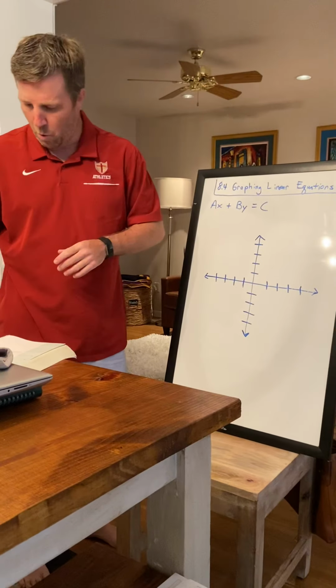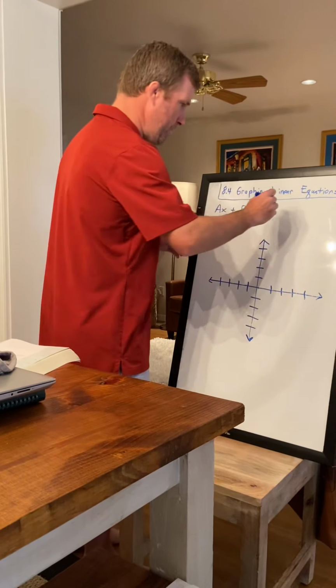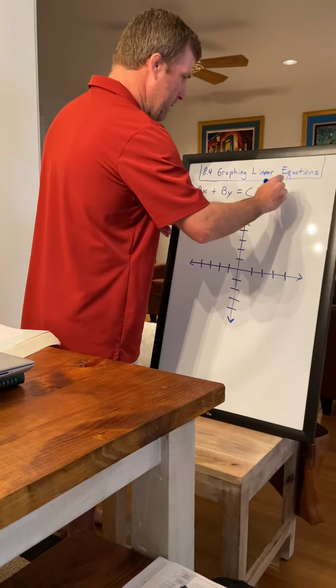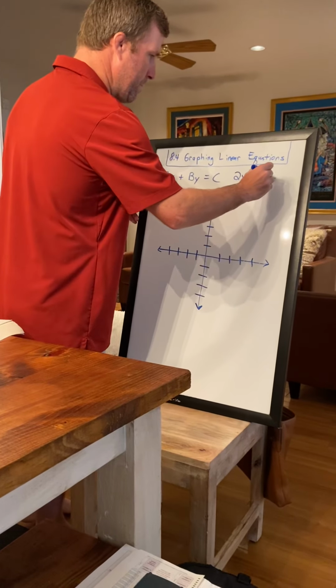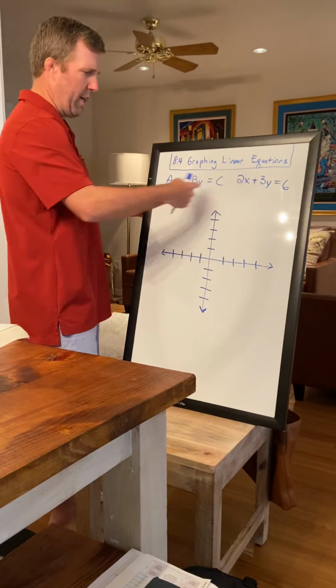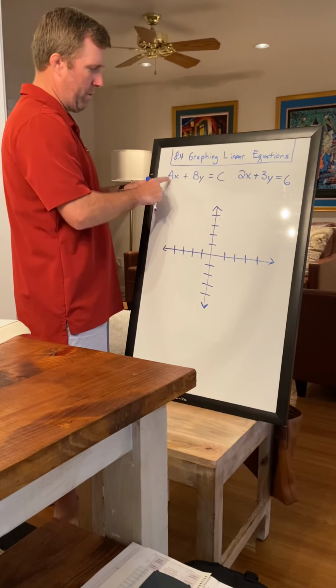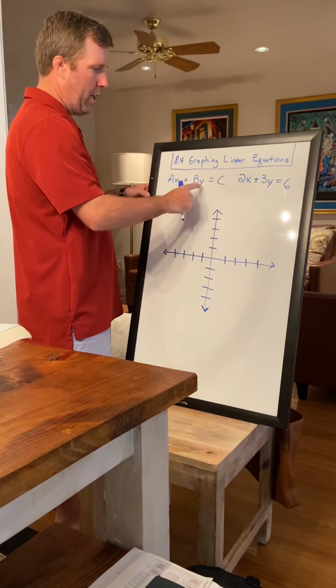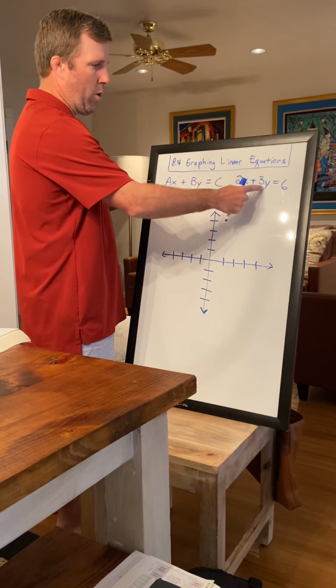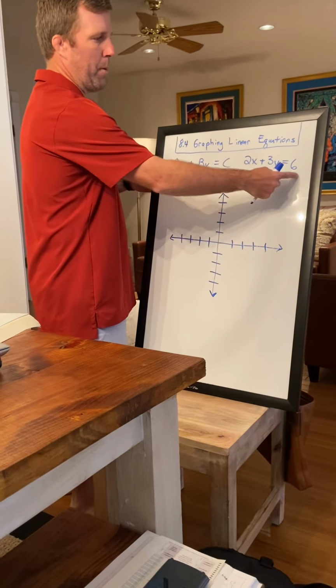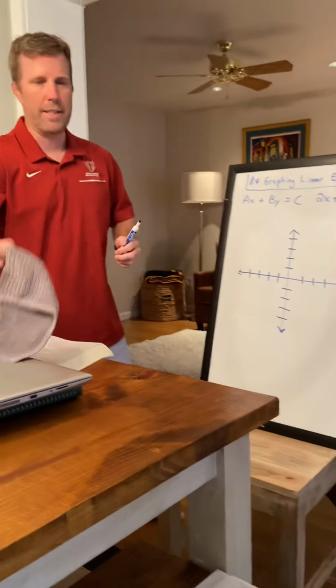So let's do a sample one right now. 2x plus 3y equals 6. So look, it's in that linear equation form. It's got an x term with an a as a coefficient, a y term with the b as a coefficient, and it has a constant by itself. So that is a linear equation.